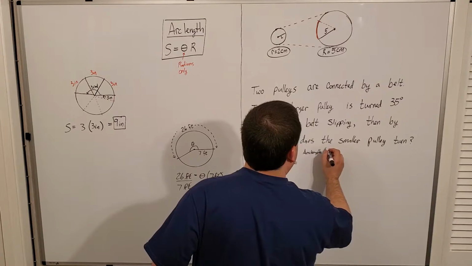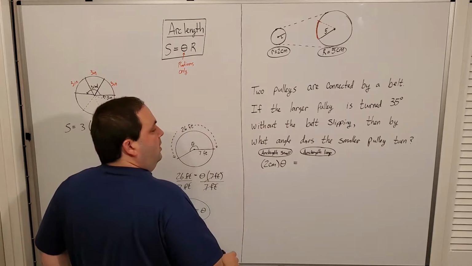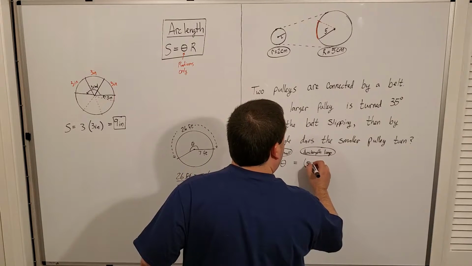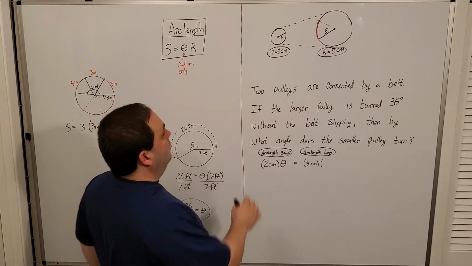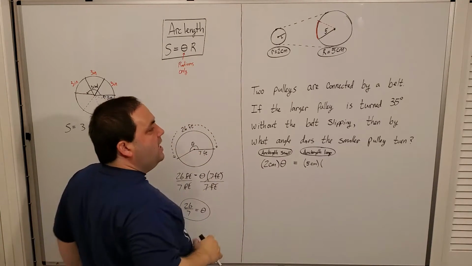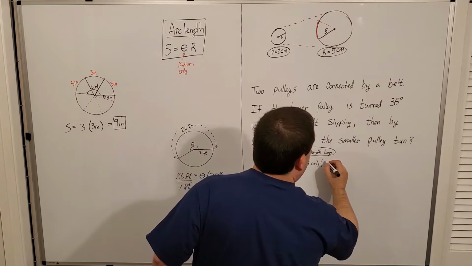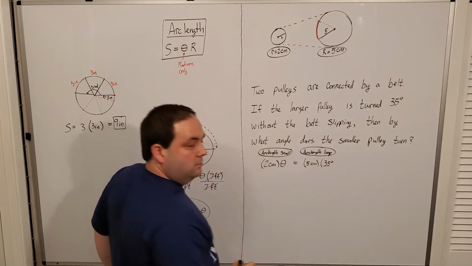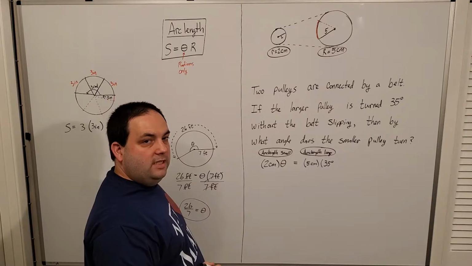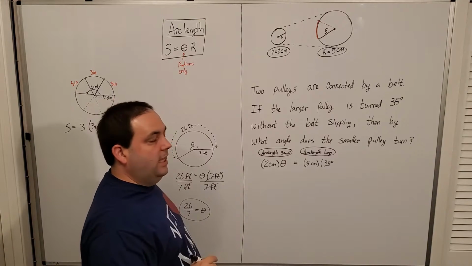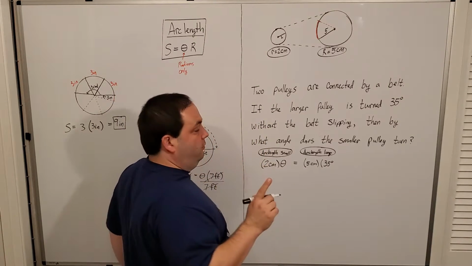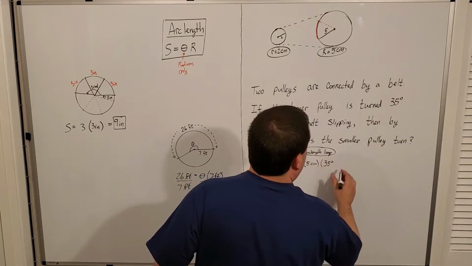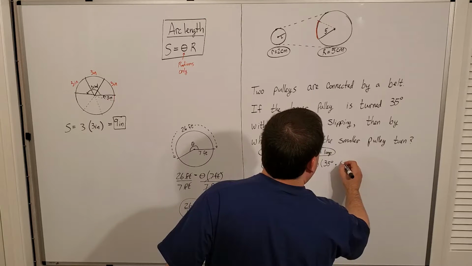Arc length large. Which is going to be 5 centimeters times, now wait, be careful. Remember, arc lengths only use radian angles. If I put 35 degrees there, I'm not actually calculating an arc length. Okay? So be careful. So right here, I'm going to have 35 times pi over 180.